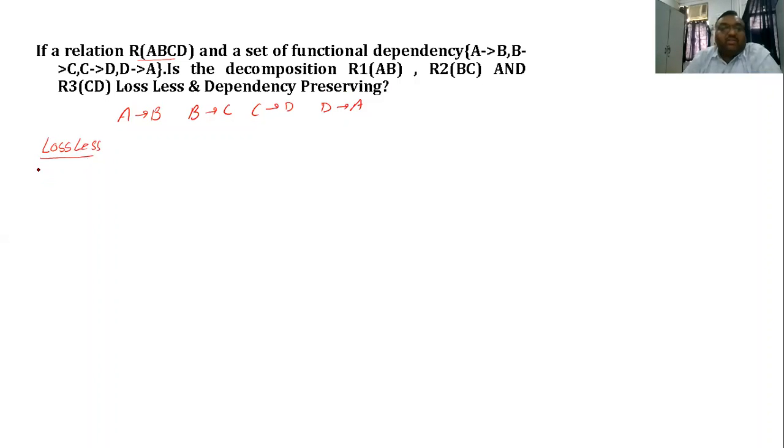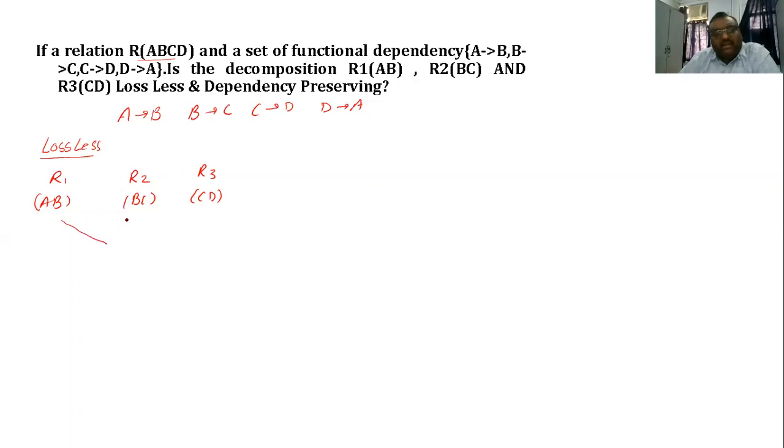For checking lossless, you can use the tabular method that we discussed in the previous lecture. Here I am discussing another method, another shortcut, you can say. For lossless, this is also another method. What you can do: there are three relations, R1, R2, R3.